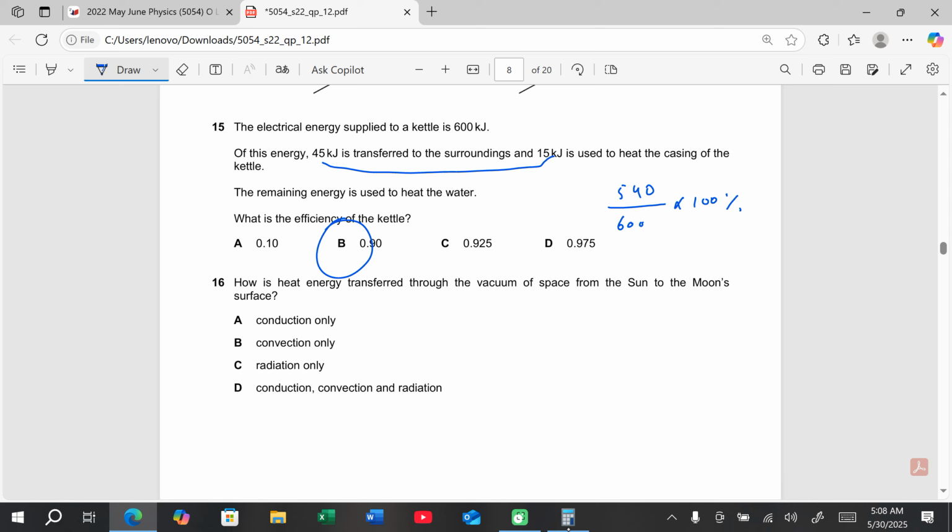How is heat transferred through the vacuum of space from the sun to the moon's surface? It is always radiation, because convection and conduction require a material medium, meaning the particles of the air.